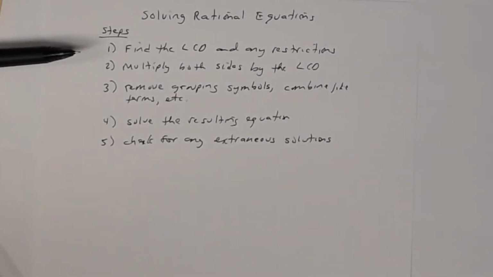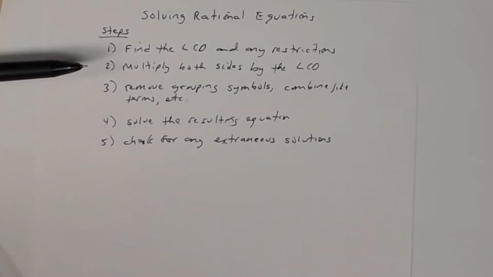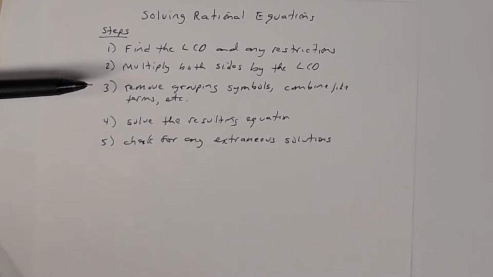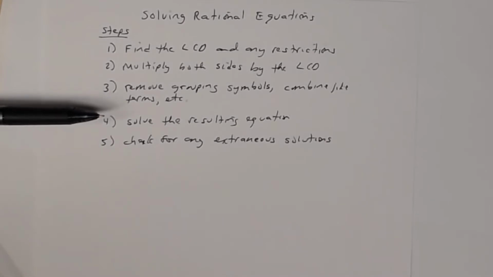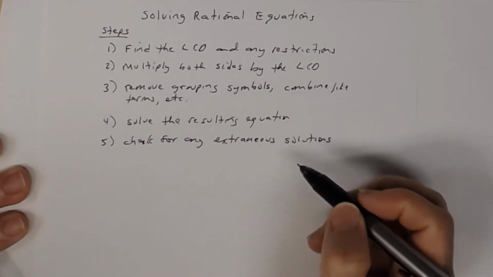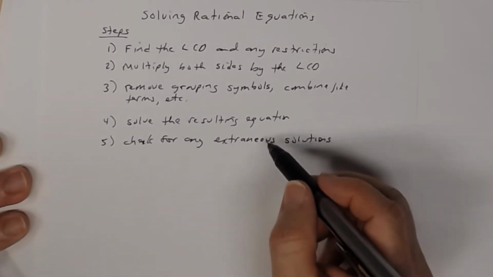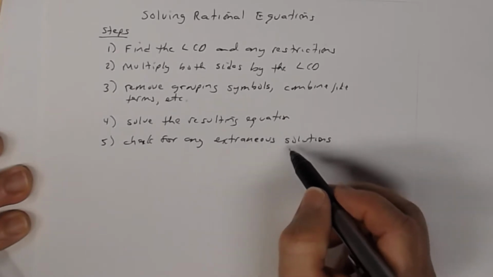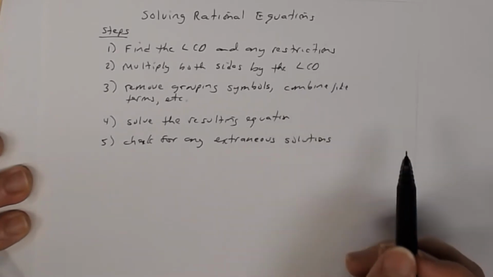So you're going to find the least common denominator, and then you're going to find any restrictions. Then you can multiply both sides by the least common denominator. Then you're going to remove any grouping symbols by using distributive property or foiling. Then you can combine like terms, reduce if possible. And then you're going to solve the resulting equations. And the resulting equation may be linear or it may be quadratic. And then you're going to check for extraneous solutions. And for the most part, you're going to check these extraneous solutions by just looking at your restrictions.